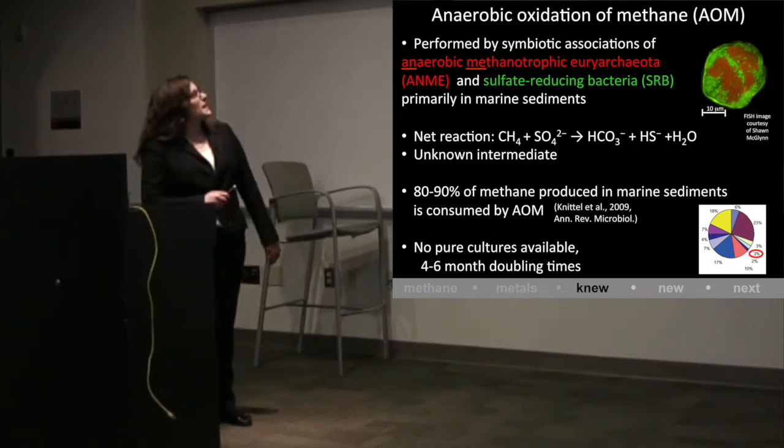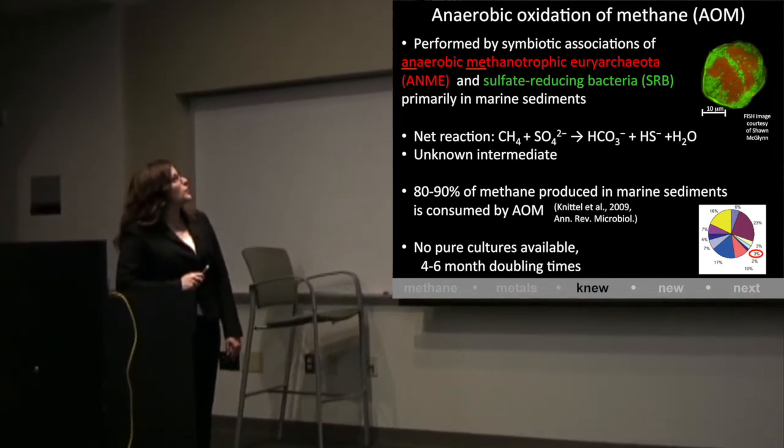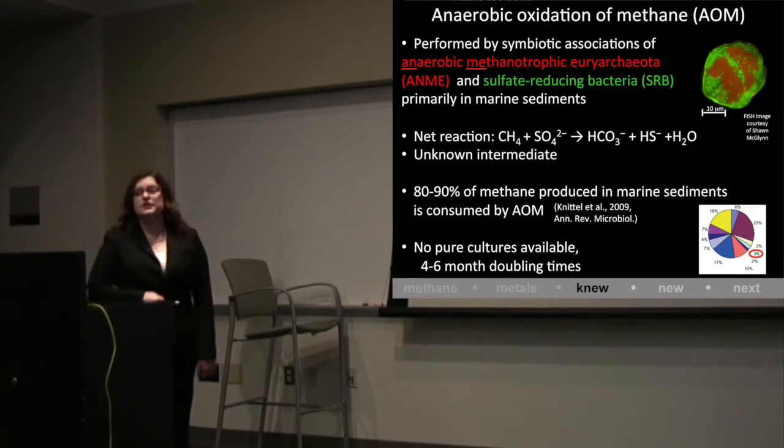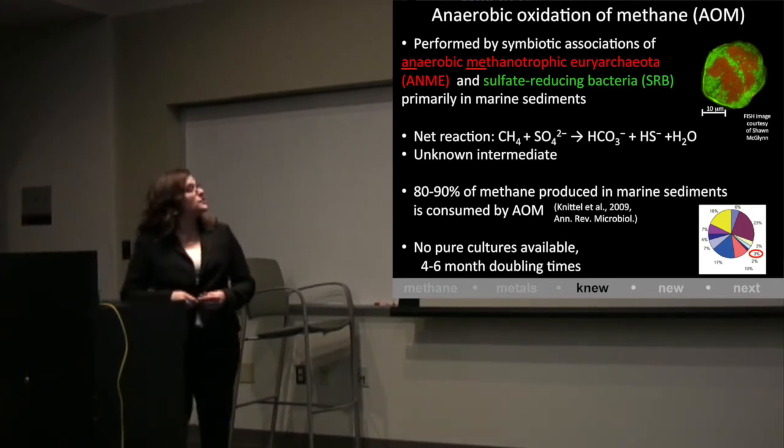So as I said before, I'm going to be primarily focusing on anaerobic oxidation of methane today, abbreviated AOM. And this is performed by symbiotic associations of anaerobic methanotrophic euryarchaeota, or ANME, and sulfate-reducing bacteria, or SRB. And throughout the talk, I'm going to be using red for ANME and green for SRB.